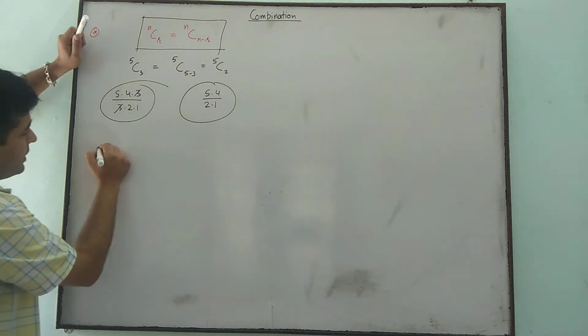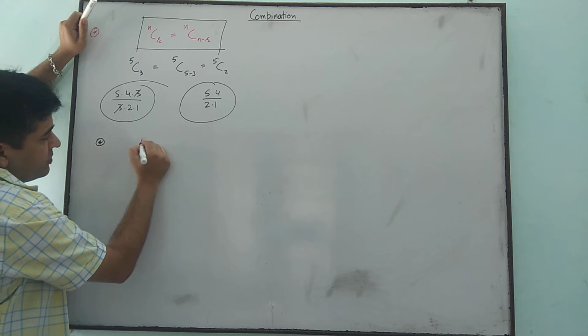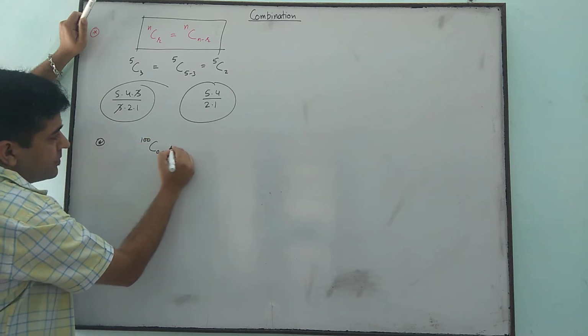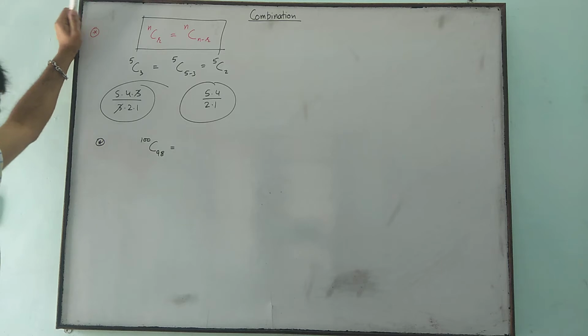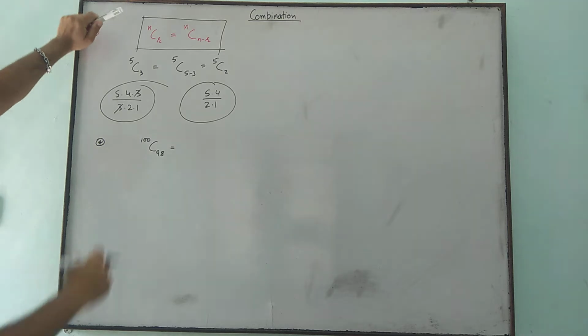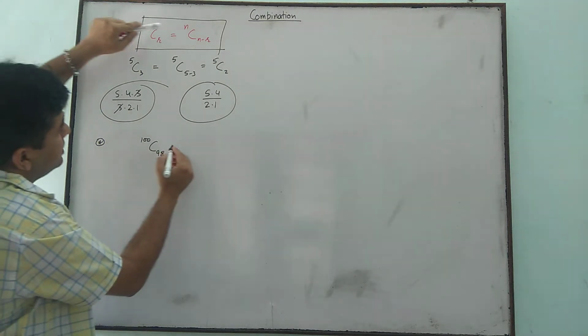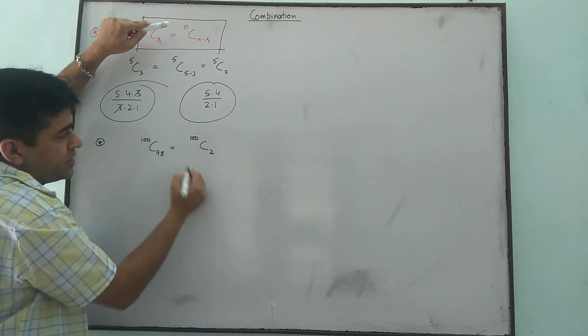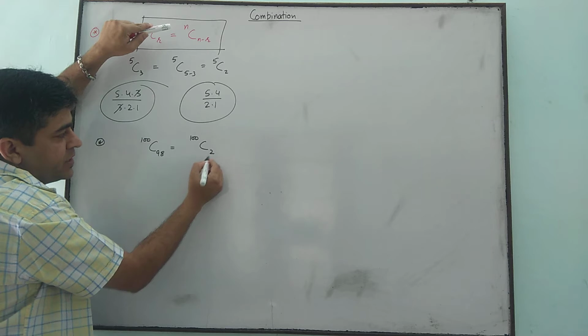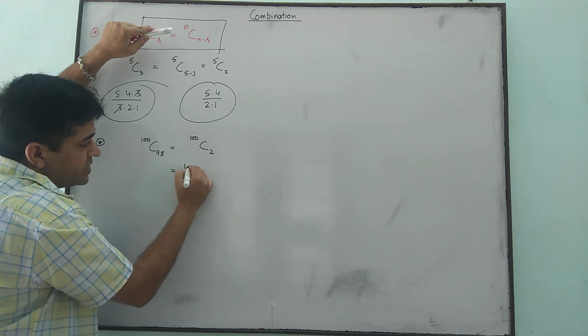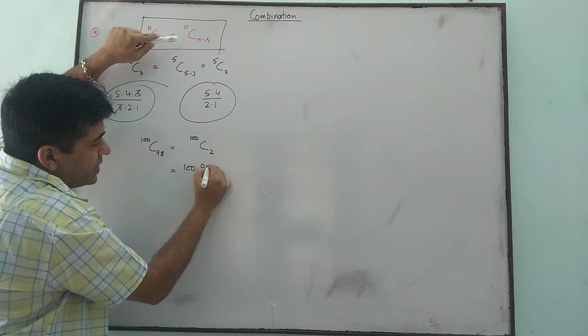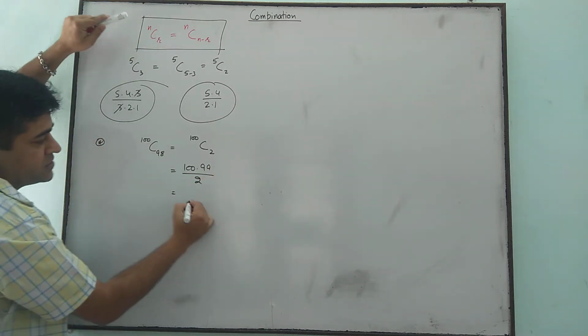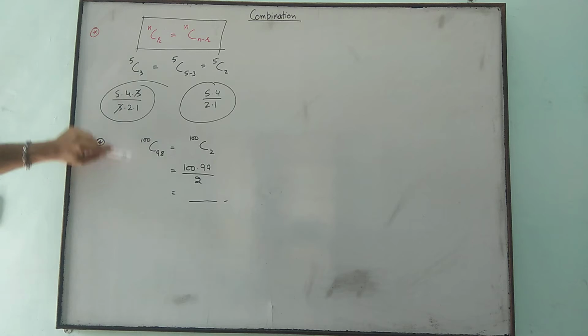See, suppose we are given 100C98, that is 100 factorial divided by 98 factorial into 2 factorial. But if we use this property here, nCr is nC(n minus r), we got it. 100C(n minus r) will be here 2. Now 100C2 is very simple to solve: 100 into 99 divided by 2 factorial, and just write the answer. So that's why in most of the cases we are going to use this property.